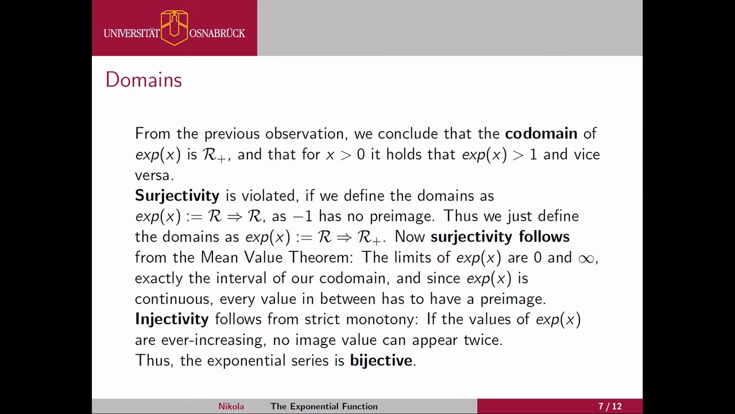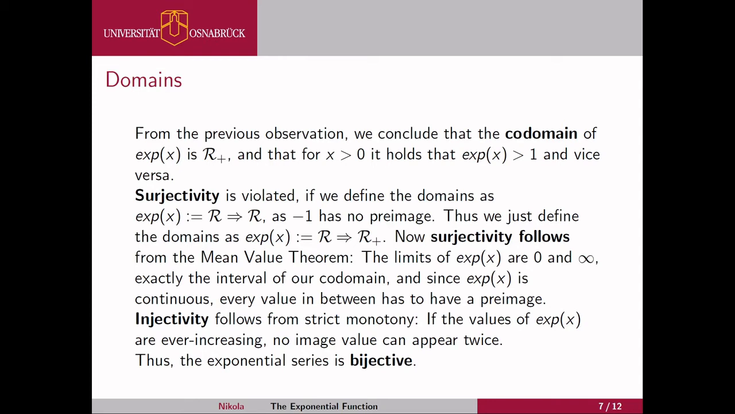Now, one important step for discussing bijectivity is that we have to decide on a domain and a codomain. And the codomain of the exponential series has to be R plus, so the positive real numbers. And this is very important because otherwise, we violate surjectivity. Imagine we get a definition of the exponential series which maps from the real numbers to the real numbers. Then, pretty simply, the number -1 has no pre-image. There is no x such that the exponential series of x equals -1. And this would be a counterexample proving that surjectivity is not given. We avoid this problem just by defining the exponential series to map from the real numbers to R plus.